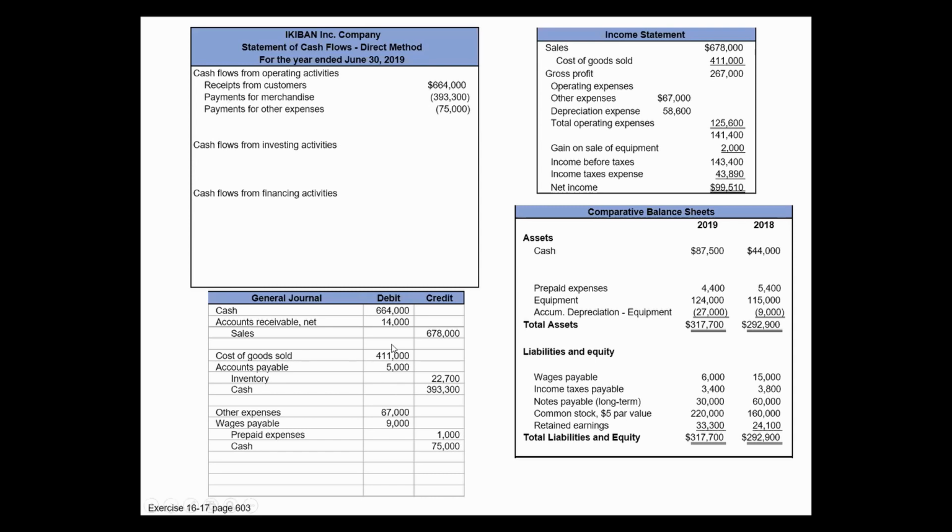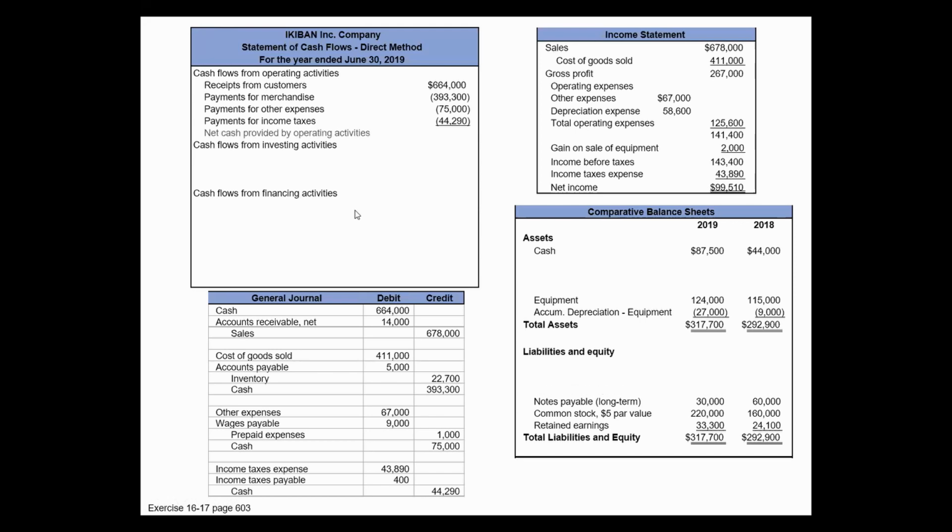And then we have other expenses of $67,000. And then we have wages payable of $9,000. Prepaid expenses of $1,000, cash $75,000. So then the payment for other expenses is $75,000. Again, we're just concerned with the cash outgoings or cash coming in. And then we also have to figure out our income taxes. So we have income tax expense of $43,890, income tax payable of $400, cash then $44,290.